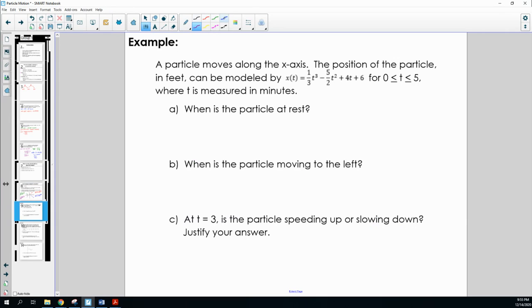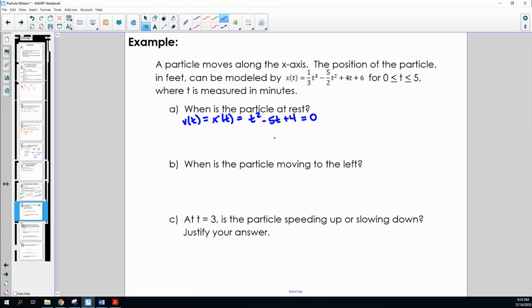So let's look at this example here. A particle moves along the x-axis. The position of the particle in feet can be modeled by x of t equals this expression, between 0 and 5, where t is measured in minutes. When is the particle at rest? When the particle is at rest, that means that the velocity is equal to 0. So what we need to do first is find the velocity. I'm going to take the derivative of the position. So velocity is going to equal t squared minus 5t plus 4, and I want to set it equal to 0.